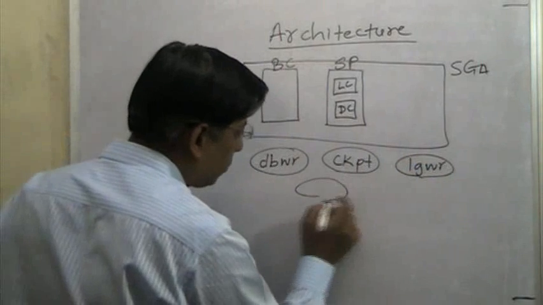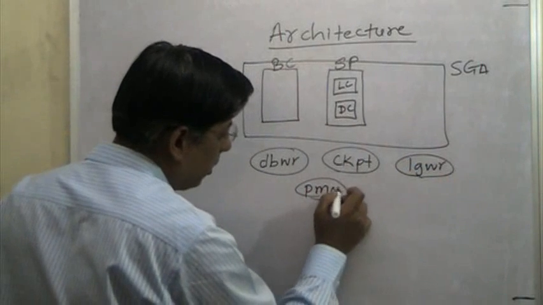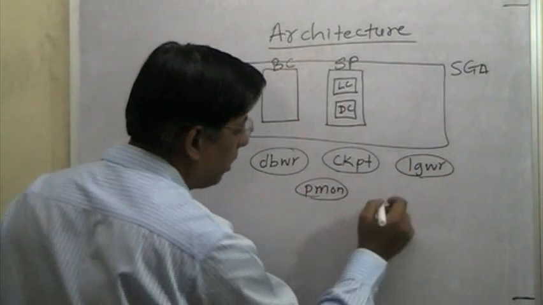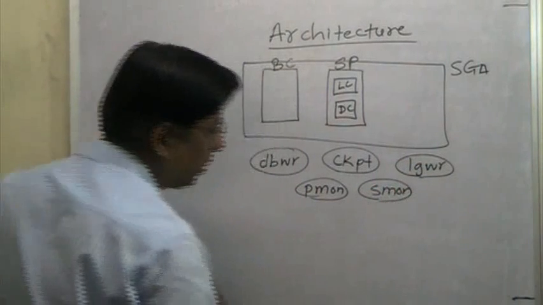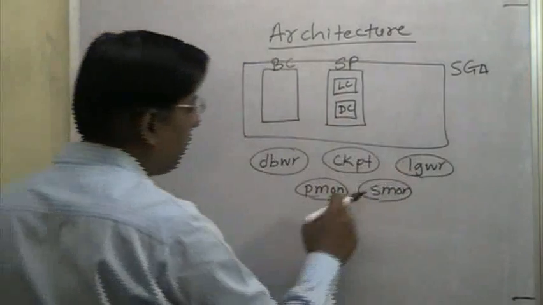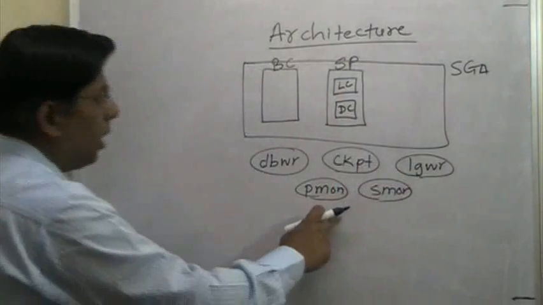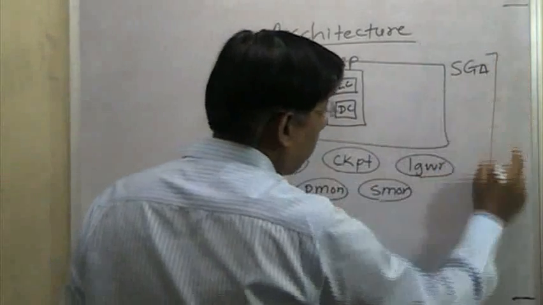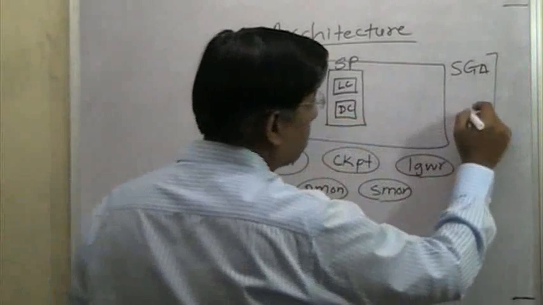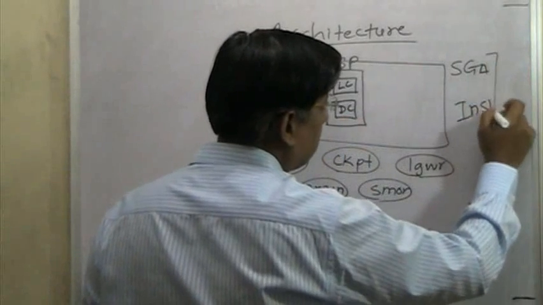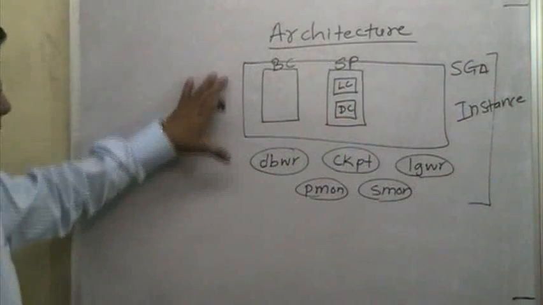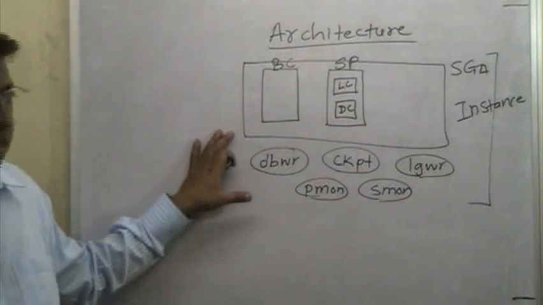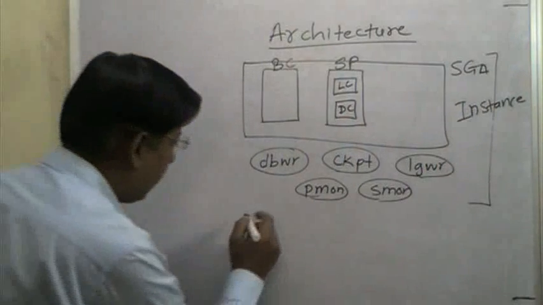Then there are two more. One is PMON, which is the process monitor, and then there is one more called SMON, which is the system monitor. So these are the 5 mandatory processes that are running, and combined together the processes plus the SGA is called the instance. That is what we saw yesterday. The instance has to be up and running in order for data to be accessed.